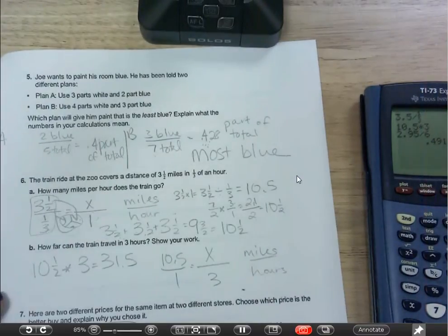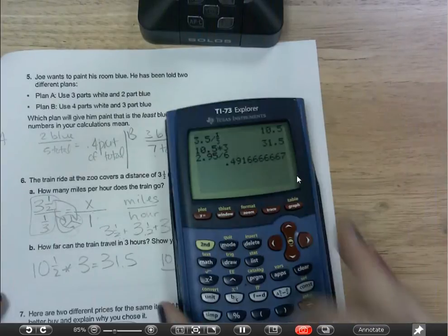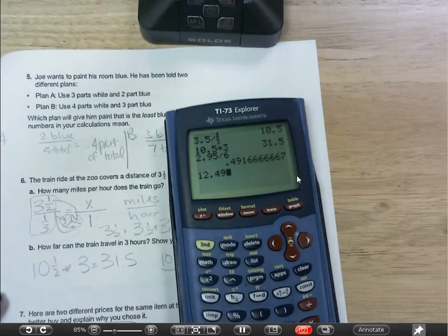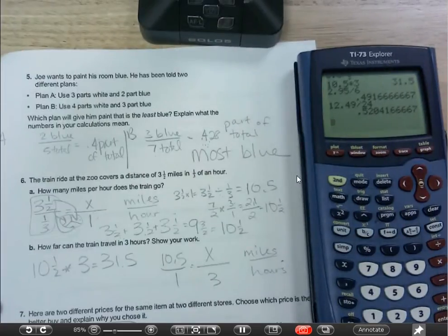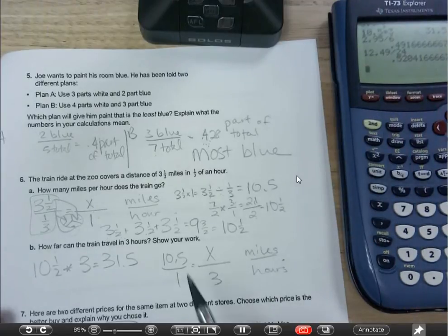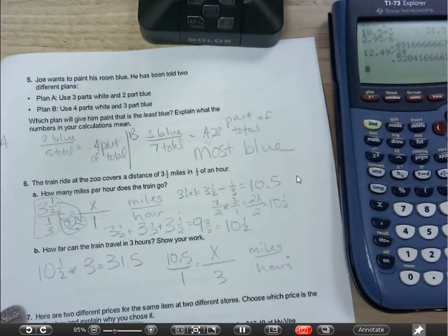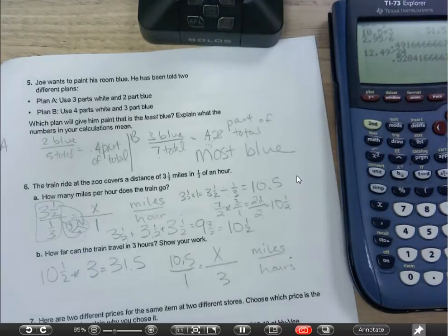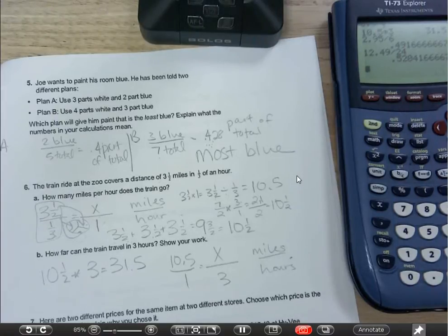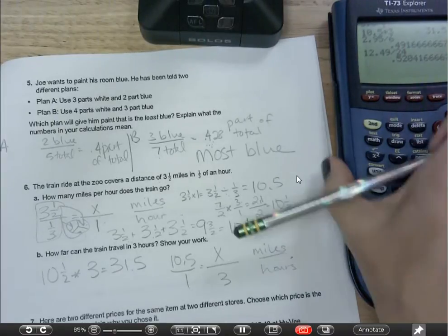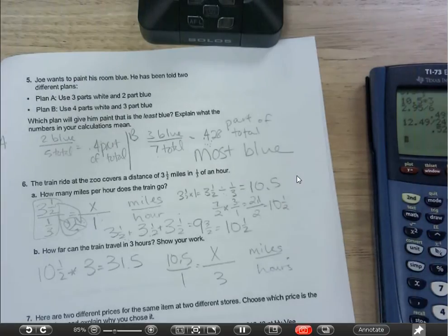Now over here, I've got $12.49 for a 24 pack. So $12.49 divided by 24 gives me 52 cents. So we're going to choose Mr. Pibb from Jewel. Jewel is cheaper per can. If you did your unit rate the other way, so we did price per can.